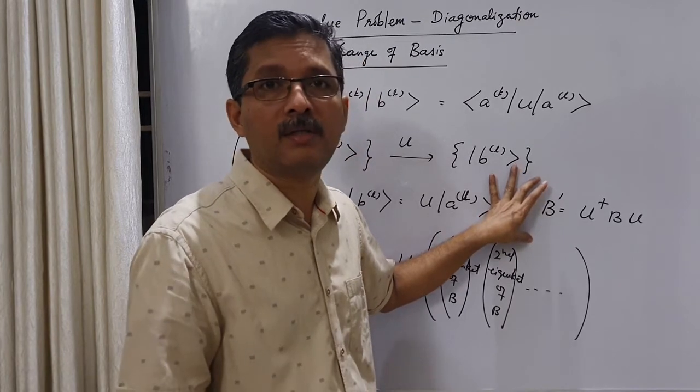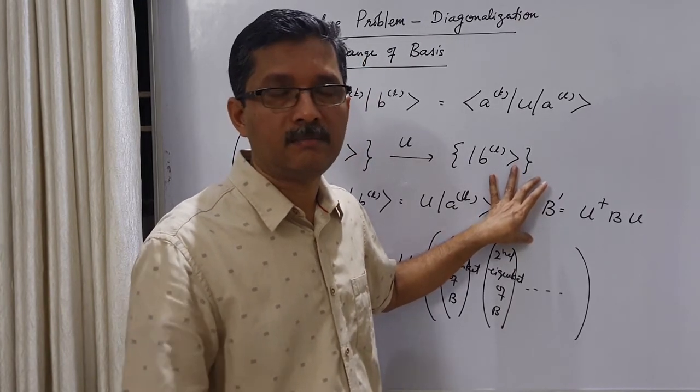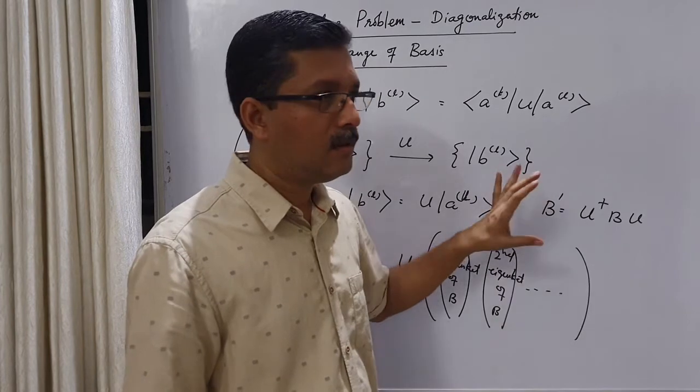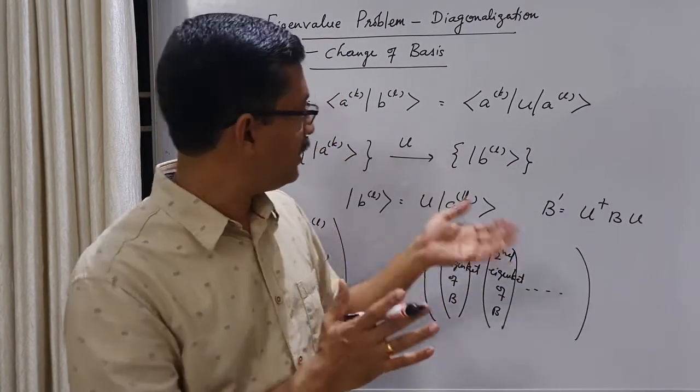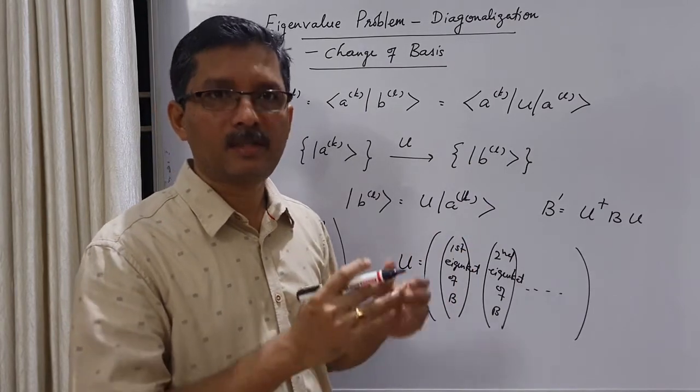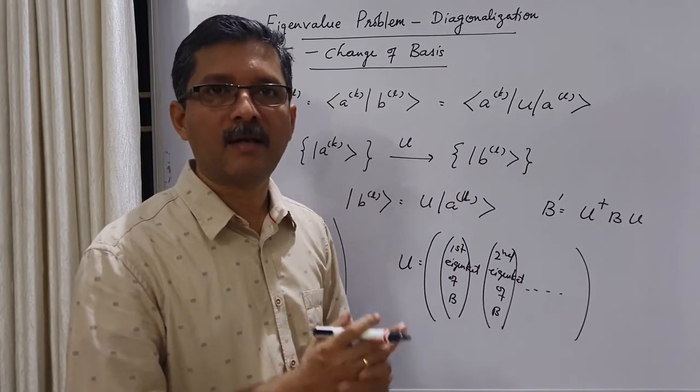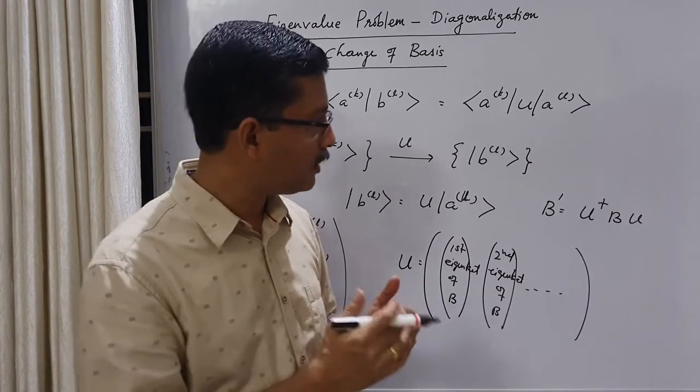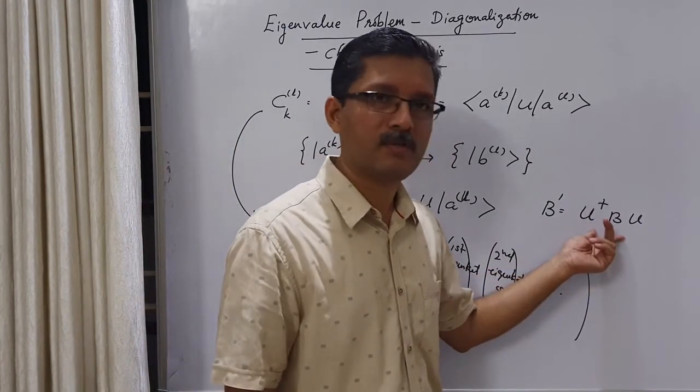And how do we know that the diagonal elements are the eigenvalues? We know that the new basis is the eigenbasis of B. When you express B in its eigenbasis, you get the diagonal form, with the diagonal elements being the eigenvalues.